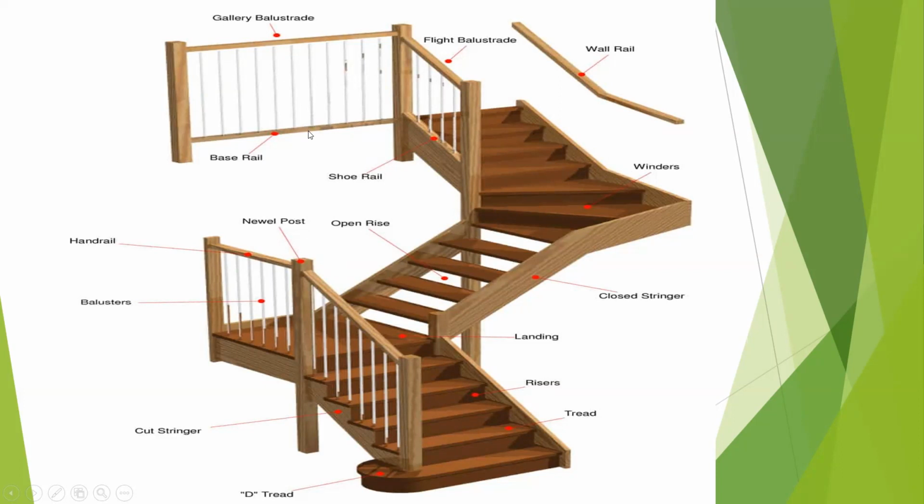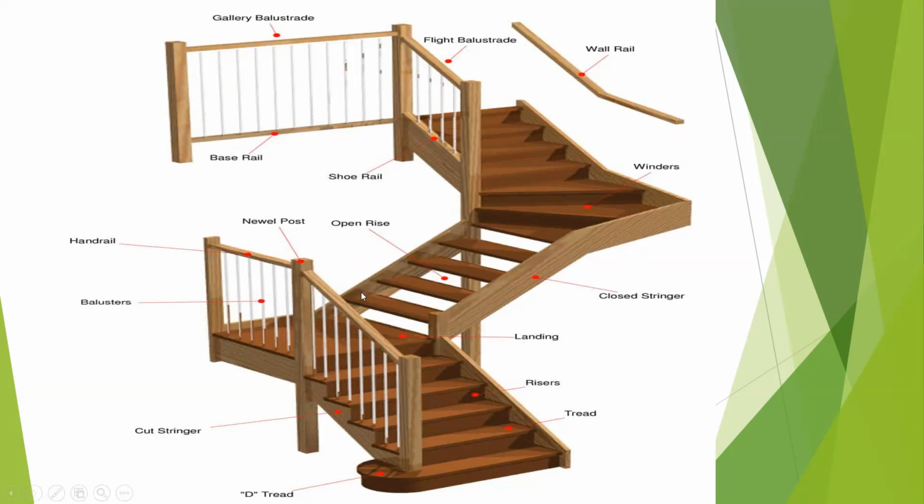Okay, so I was talking about the baluster, the balustrade, and then the handrail. This is a handrail. So the vertical pole that helps to support this handrail is called the balusters. While the whole system, the whole handrail system, is called a balustrade. So we have other ones like the base rail, the gallery balustrade, flight balustrade, wall rail, closed stringer, cut stringer, and some others like that.